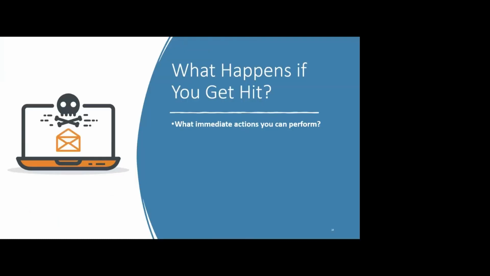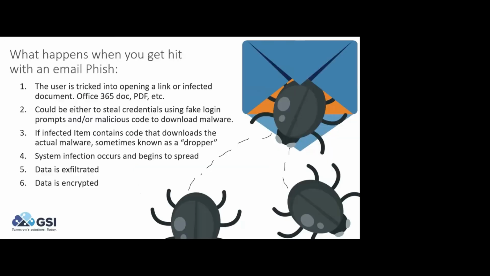So what immediate actions can you take if you get hit? Okay, so the first thing, let's say you were tricked into opening a link or an affected document. Let's say you're a company that sells something and you're asked to participate in an RFP. So you've been hit. They may have stolen your credentials at this point in time and may have put in a little dropper file on your system.